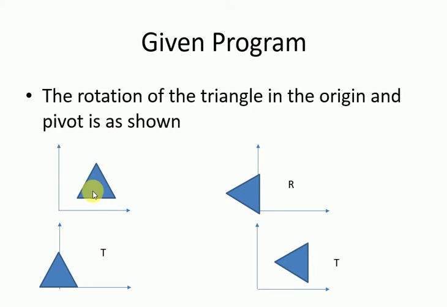So what are the steps? The given triangle is moved to the origin, rotated, and then moved to the pivot position. That means there are three steps: translation, rotation, and again translation. So a given triangle is moved to the origin, rotated, and translated back. So these are the steps.